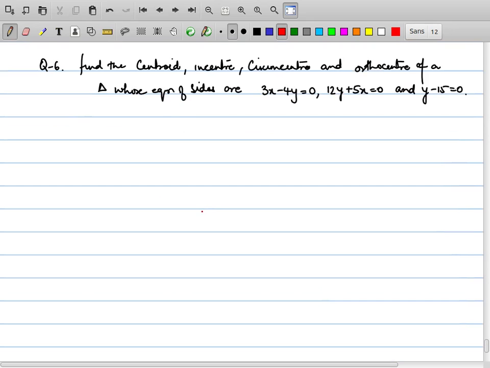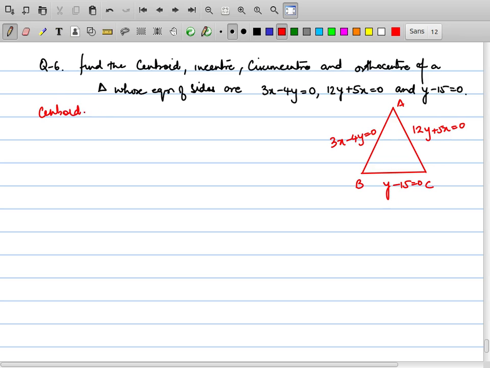Find the centroid, incenter, circumcenter and orthocenter of a triangle whose equations are given to you. Now what is this question? There are 3 or 4 parts to this question. The sides of the triangle have been given to you. The sides are 3x minus 4y equals 0, 12y plus 5x equals 0 and y minus 15 equals 0. You have to find the centroid.